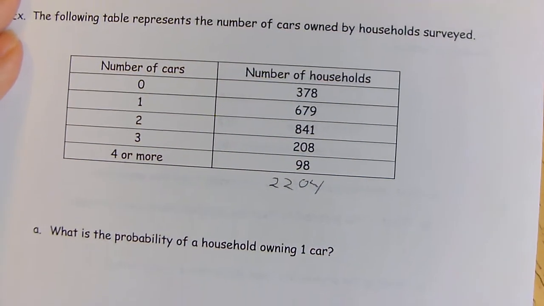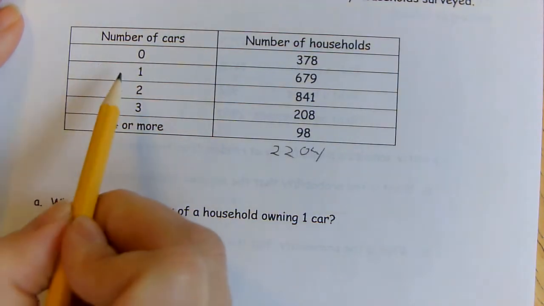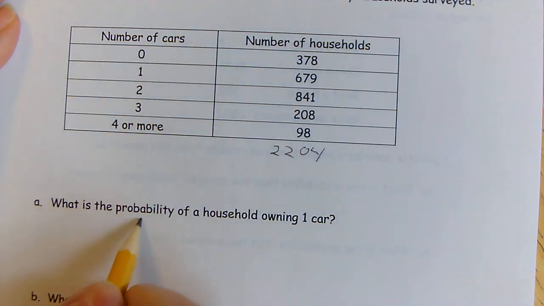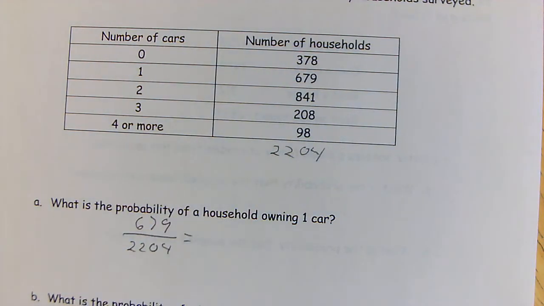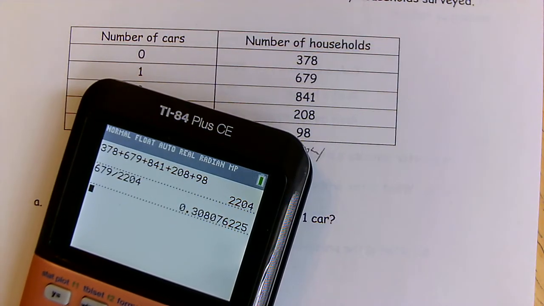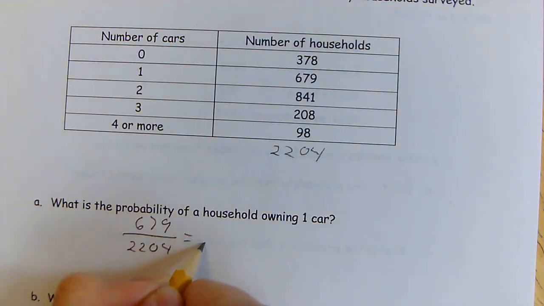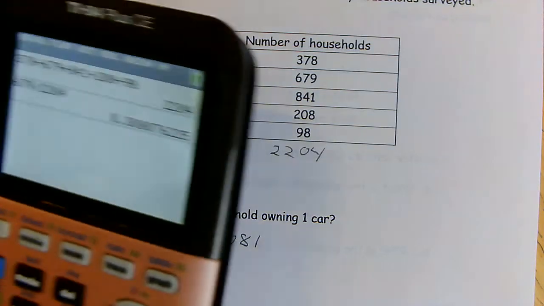So let's answer some probability questions. What's the probability of a household owning 1 car? That's specifically 679 out of the total. I'm going to write these as a decimal, 0.3081. I rounded to 4 decimal places.